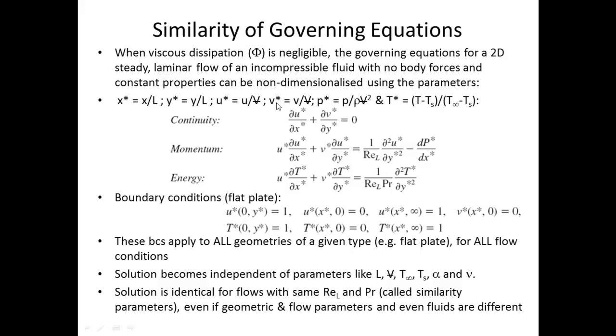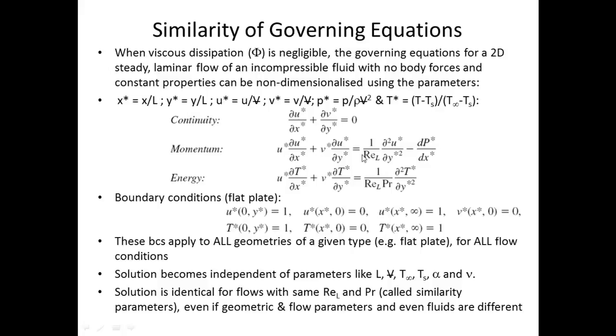The velocity components can be non-dimensionalized using a velocity V as shown here. Similarly, we will also non-dimensionalize the pressure and the temperature. Once we do that, the continuity, momentum and energy equations will take a form involving only the non-dimensional parameters like u star, x star, etc.